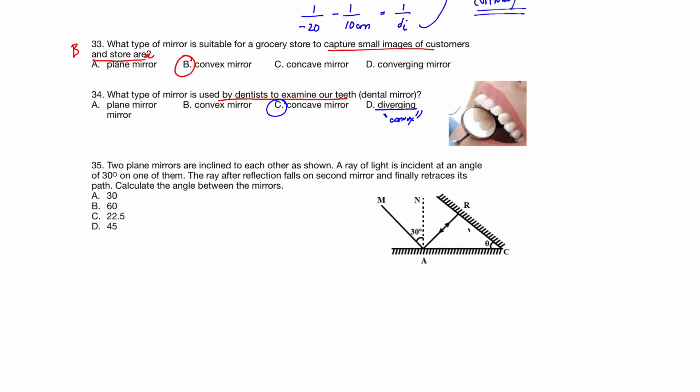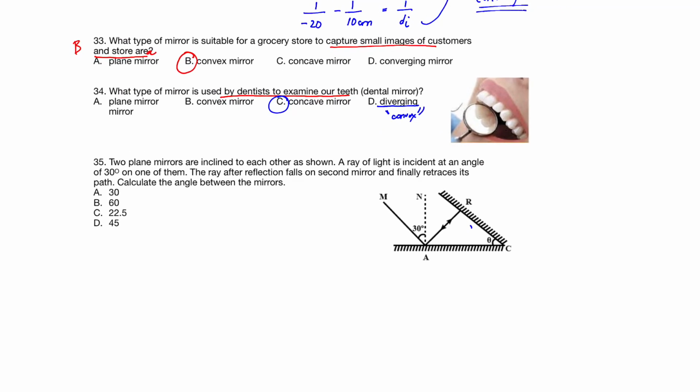So, by the way, once you say it is a diverging one, these are examples of convex mirrors, simply because the light rays are being diverged. So if this will be the focal point, the diverging light will come here and then it will be reflected, diverged.